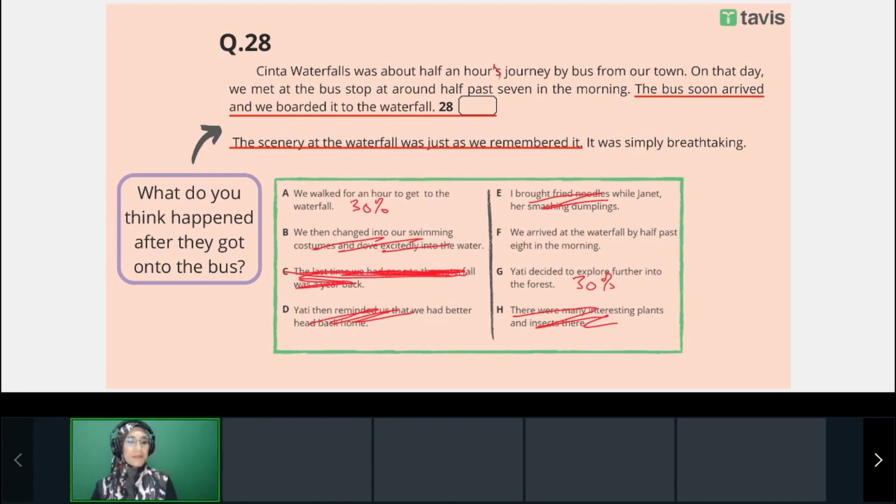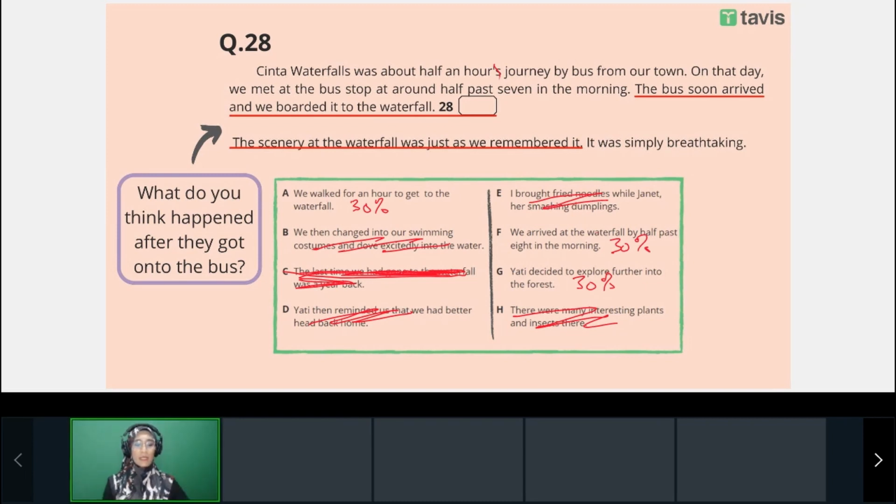Is it this one? No, that was tricky, right? That was tricky. Or is it this one? It can also be this one too, actually. Right? Because they were at the bus stop at 7:30, and then they arrive at the waterfall. Maybe it's about the timing. You know, they have reached the waterfall. Maybe. So let's put that as, I don't know, another 30%.